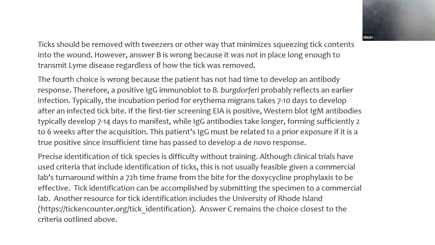Precise identification of tick species is difficult without training. Although clinical trials have used criteria that include identification of ticks, this is not usually feasible given commercial lab turnaround within the 72-hour time frame from the bite for doxycycline prophylaxis to be effective. Tick identification can be accomplished by submitting the specimen to a commercial lab. Another resource for tick identification includes universities. Answer C remains the choice closest to the criteria outlined above. Okay. Understood? Yes. All right.